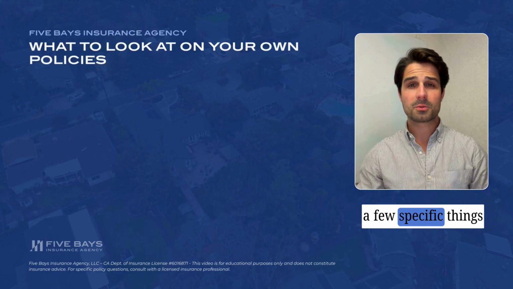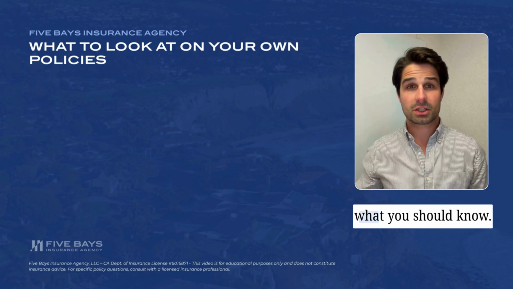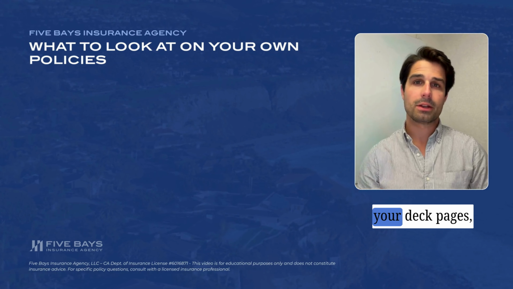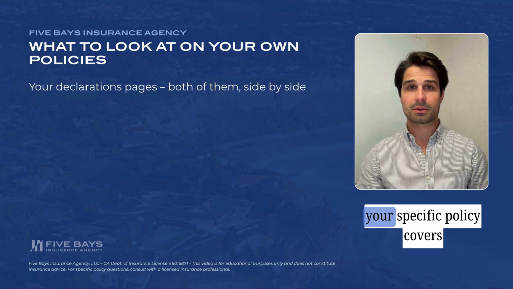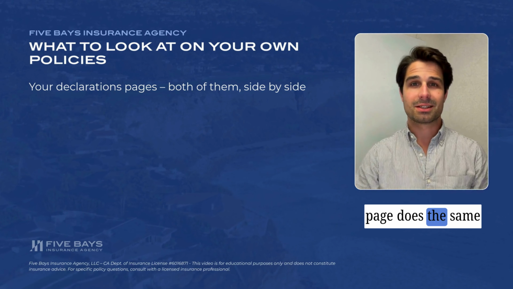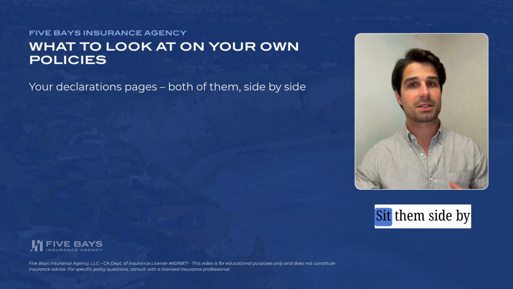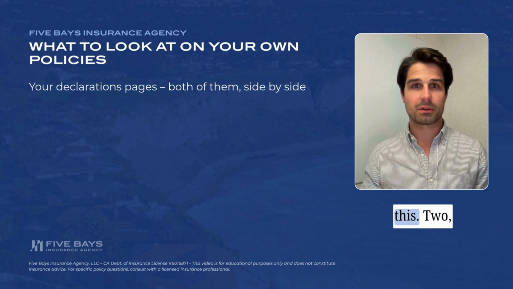Now, here are a few specific things worth knowing about your setup. This is not advice on what to change, just what you should know. Number one, your DEC pages, both of them. The Fair Plan DEC page lists what perils your specific policy covers and the limits on each coverage category. But the DIC DEC page does the same thing for the wraparound. Sit them side by side once and take a look at them. Most people never do this.